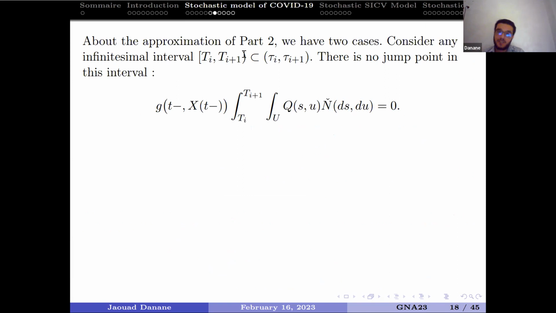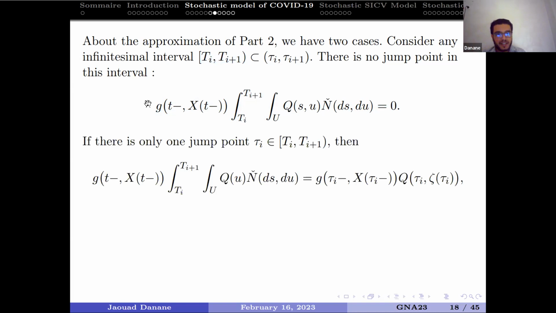If we have a jump, or if we have no jump: about this, we consider any infinitesimal interval t_{e+1} that is a sub-interval of tau_{e+1}. There is no jumping, so that means this part will be equal to 0. If there exists only one jump point tau_e in this interval, that means we can approximate this part by g of tau_e minus, X of tau_e minus, times q of tau_e, zeta of tau_e.